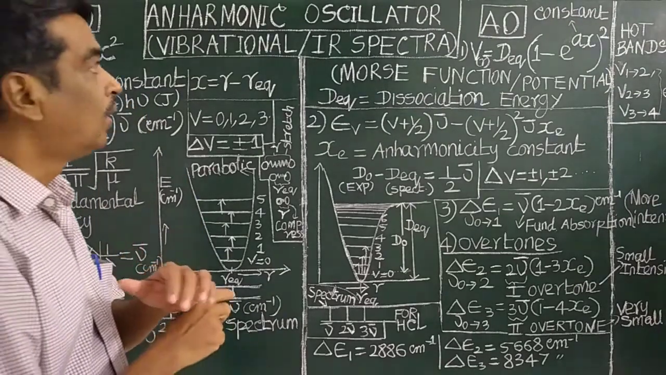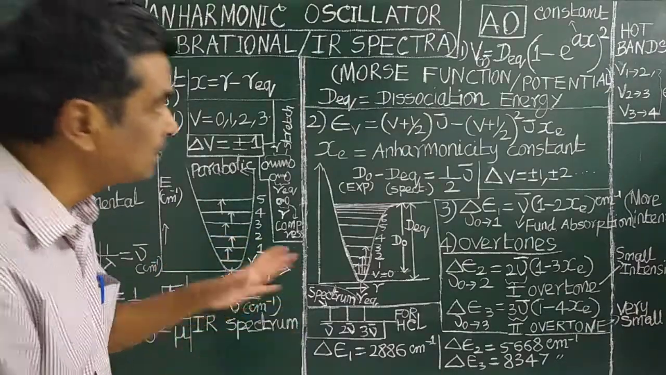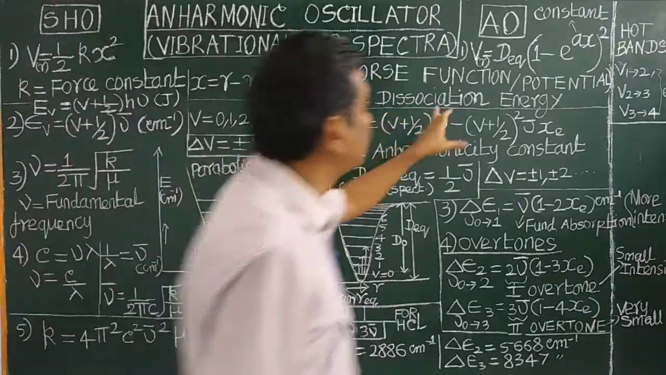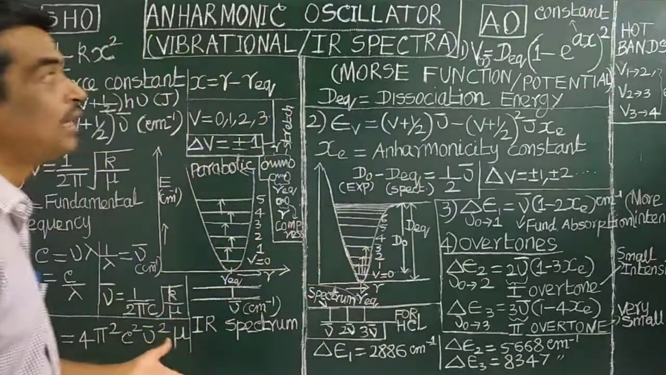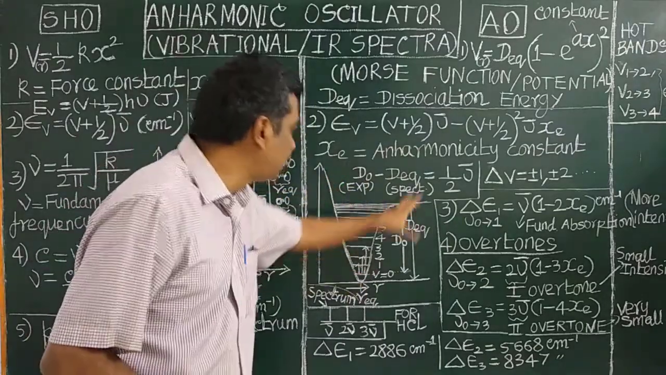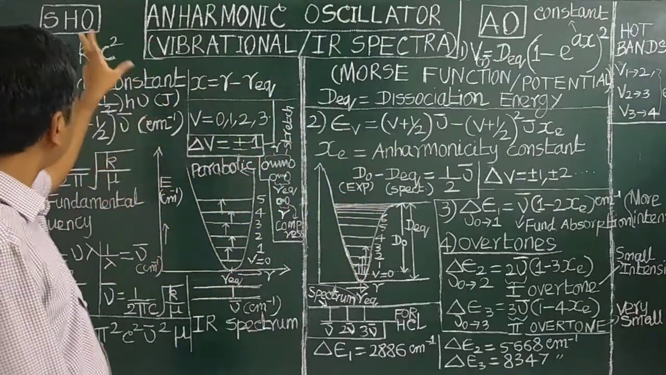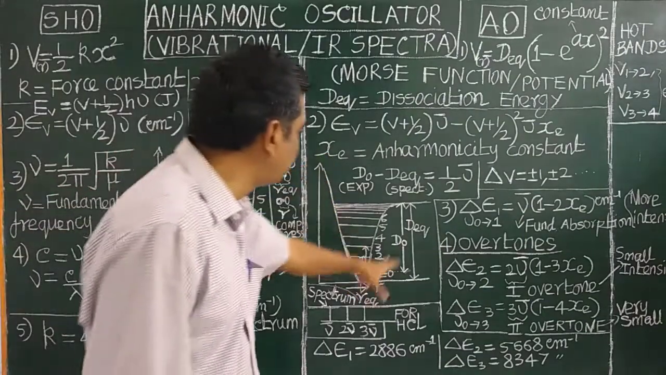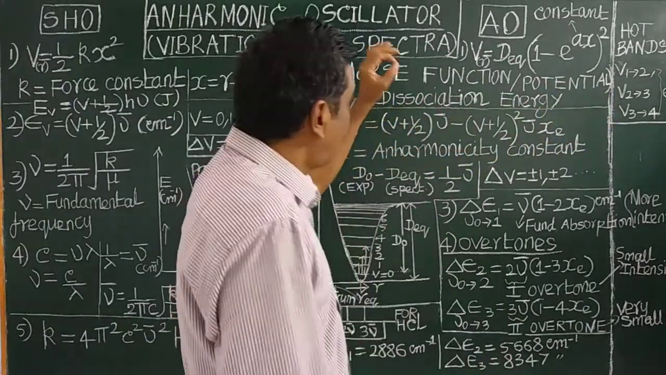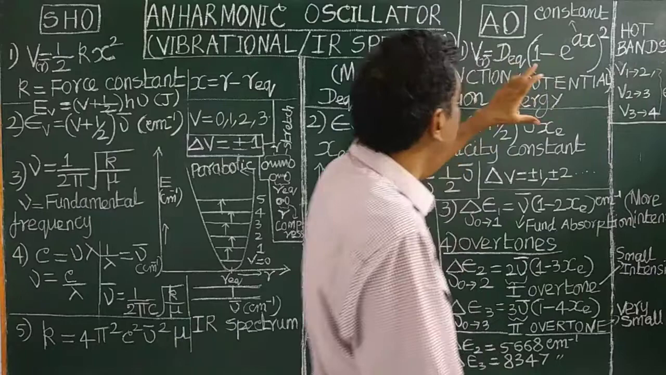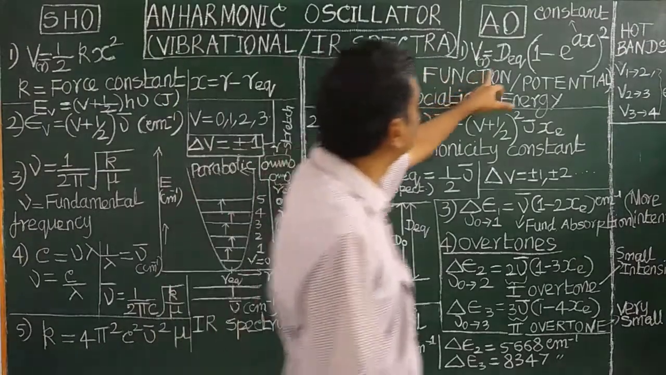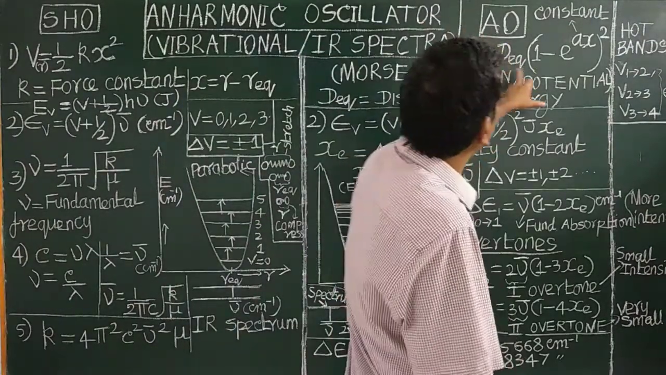All real molecules are not elastic. So Morse derived a potential to fit the experimentally obtained curve. This is the experimentally obtained curve and this is the theoretically obtained curve. Using the Morse function, the Morse potential, he obtained this potential energy expression for the anharmonic oscillator. This is the potential energy expression for the simple harmonic oscillator, and this is the potential energy expression for the anharmonic oscillator.